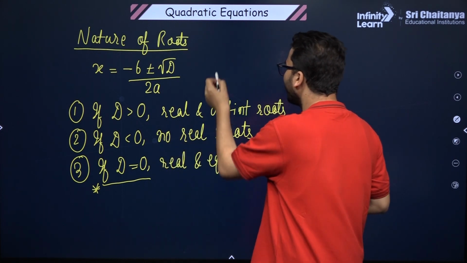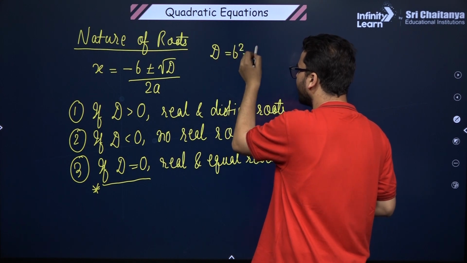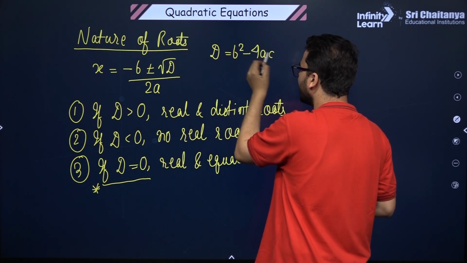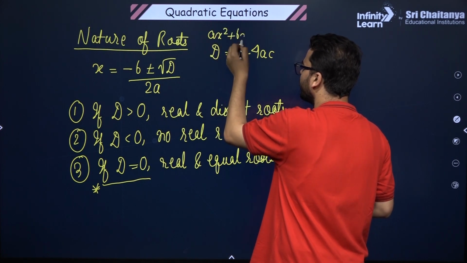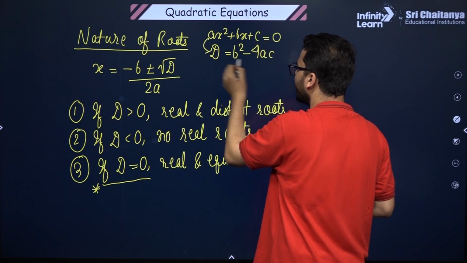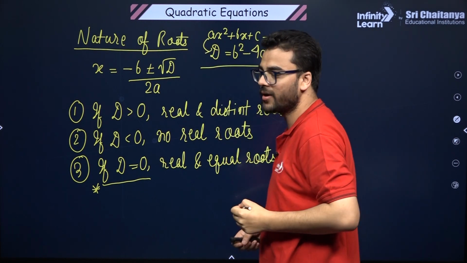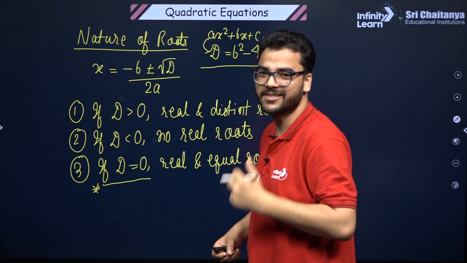Now what is discriminant? This we have already seen. Discriminant is equal to b square minus 4ac if the standard form of a quadratic equation is ax square plus bx plus c is equal to 0. So this is very important. Okay, so that's all about the formulae in quadratic equations.